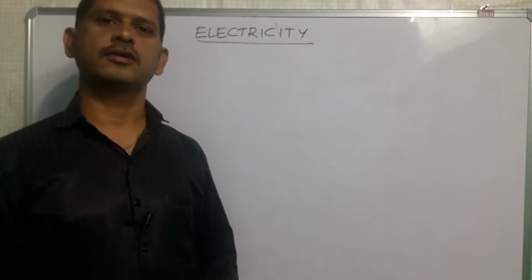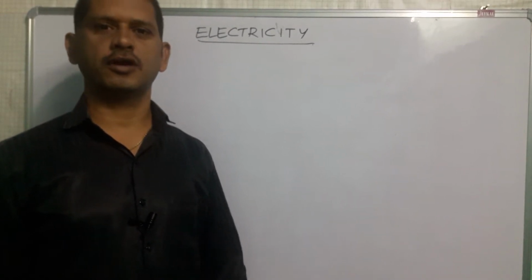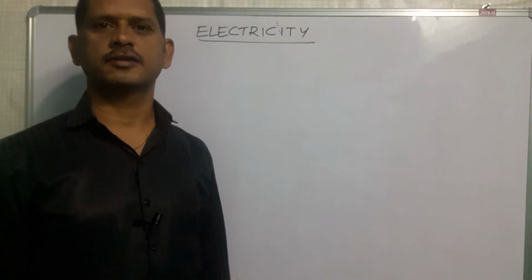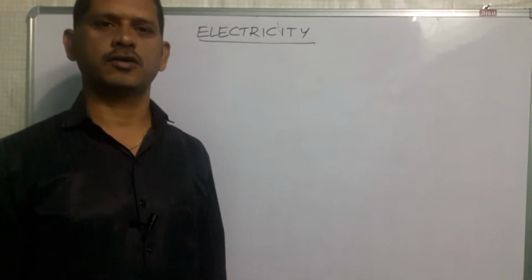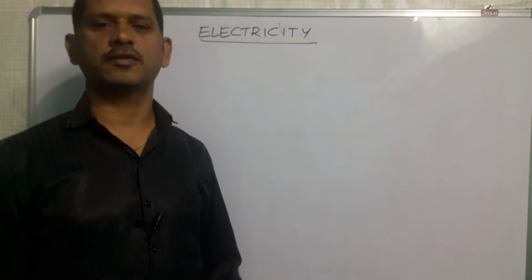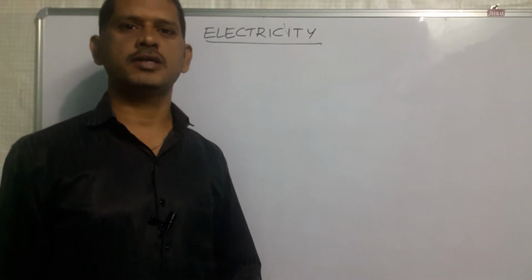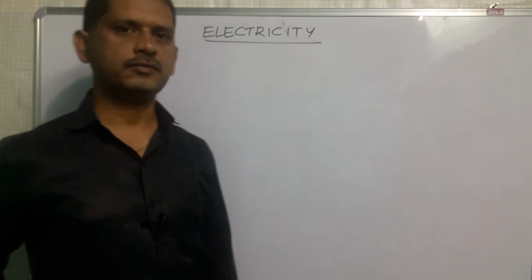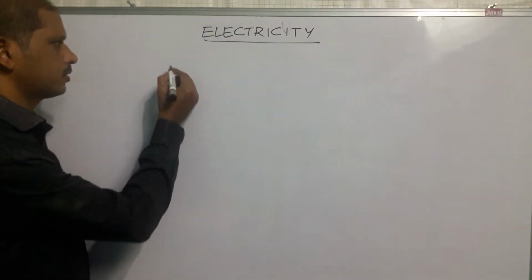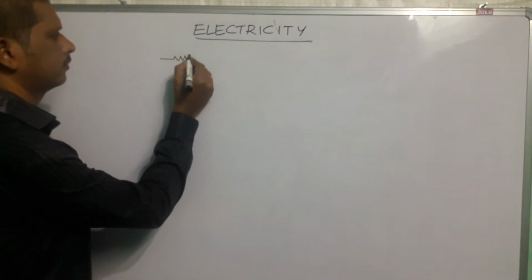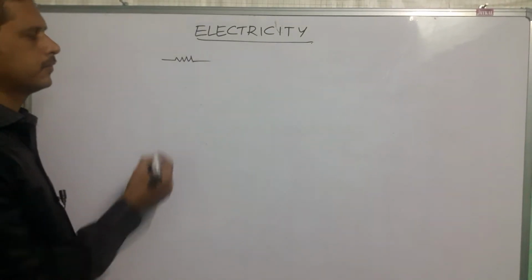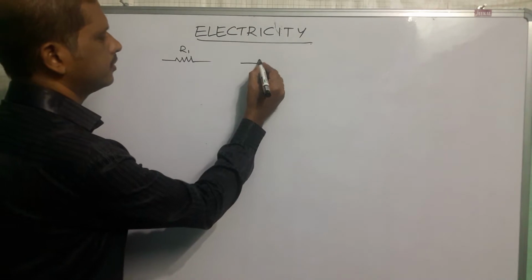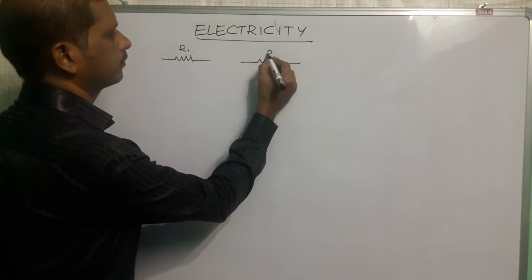So if you are given two or more resistors and you want to connect them all, we have two different ways. The first one is series combination. So what is meant by series combination? Now let us see, this is one resistor, let this be R1, this is another resistor, this is R2.